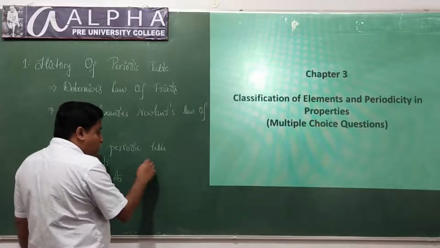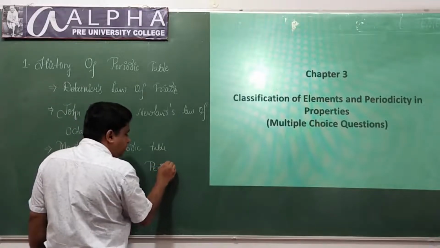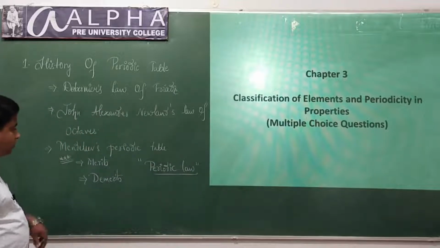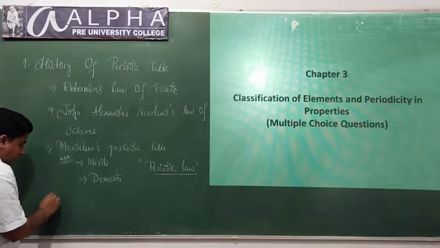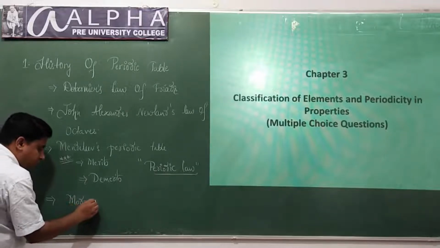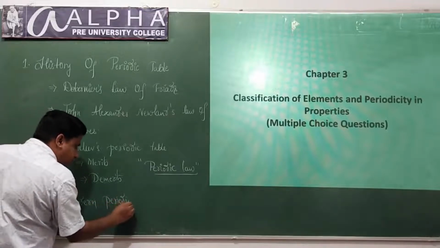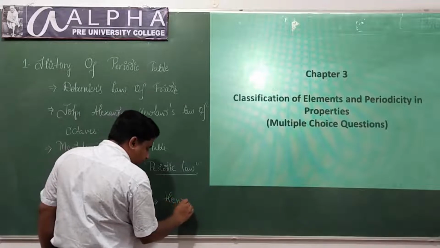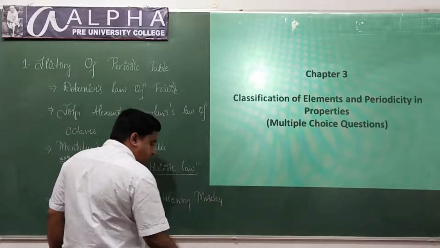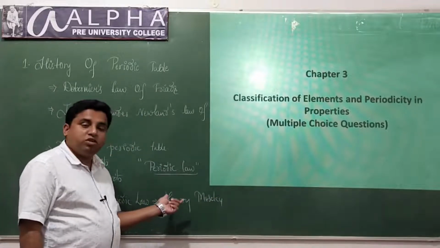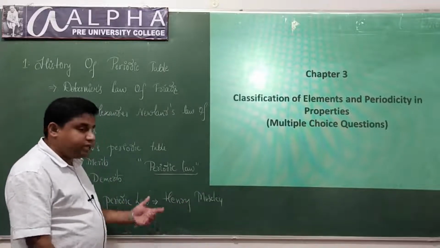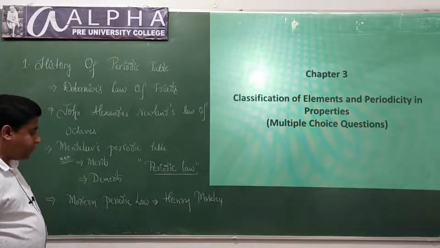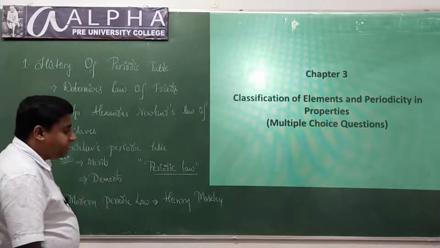He stated a law called periodic law. Please understand what exactly periodic law is. After Mendeleev's periodic table, we go with modern periodic law, as stated by Henry Moseley. You have to understand the significance of Henry Moseley's experiment on the structure of atom. So he was the person who stated modern periodic law.